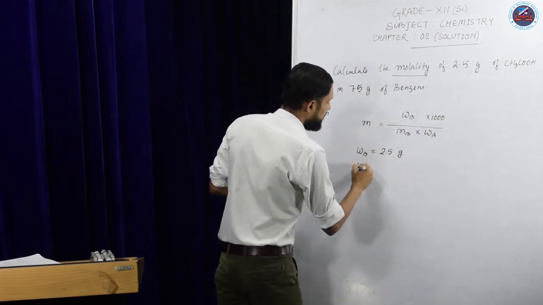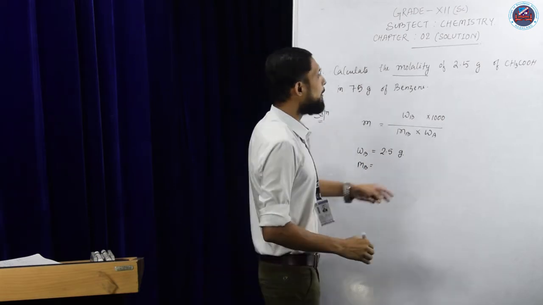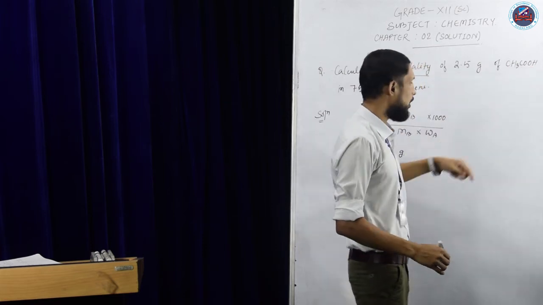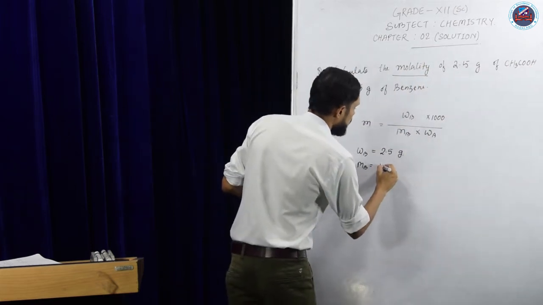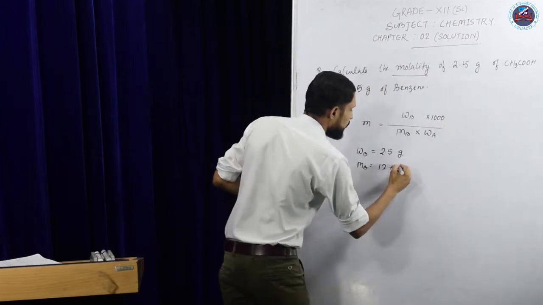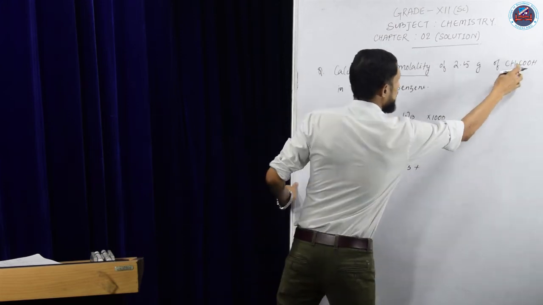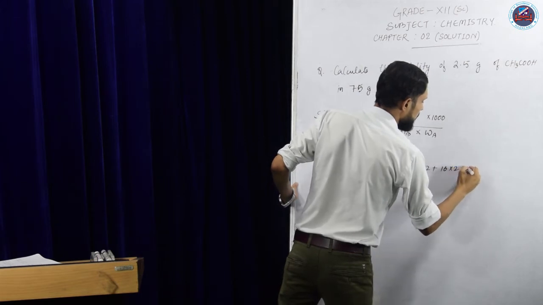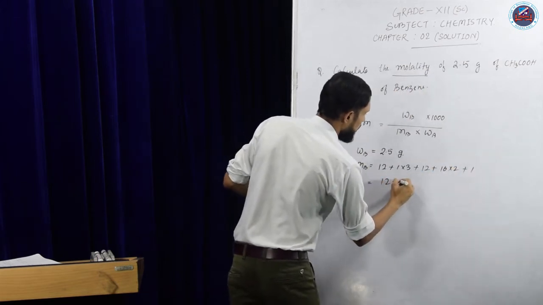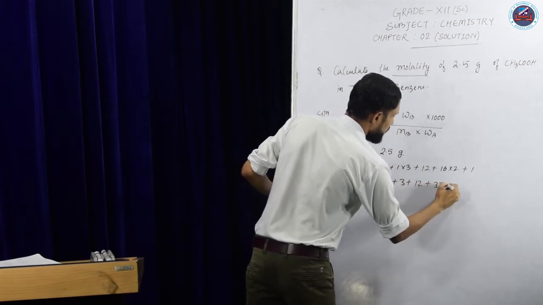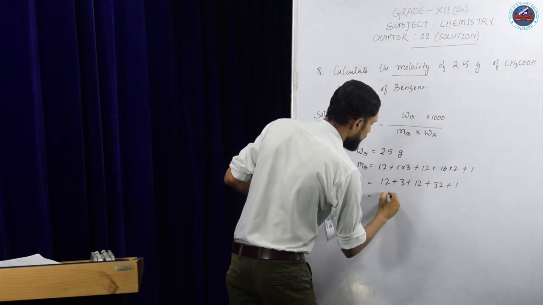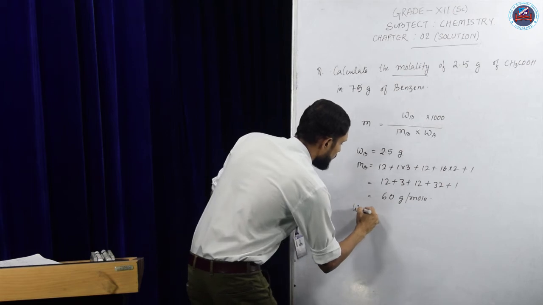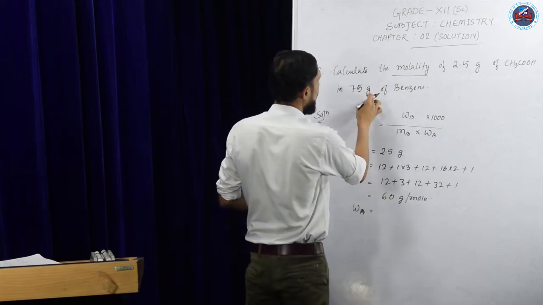Next, MB. You need to find out the molar mass. The formula is CH3COOH. So you know how to calculate the molar mass of a compound. So carbon 12 plus hydrogen is 1 multiplied by 3, plus again you have carbon, so 12, plus oxygen is 16. You have 2 oxygens, so 16 multiplied by 2, plus 1. It is 12 plus 3 plus 12 plus 32 plus 1. So if you calculate, you will get 60 gram per mole. Mass of solvent, that is WA, is given 75 gram.